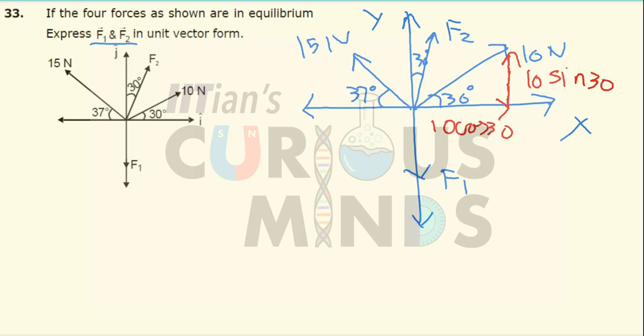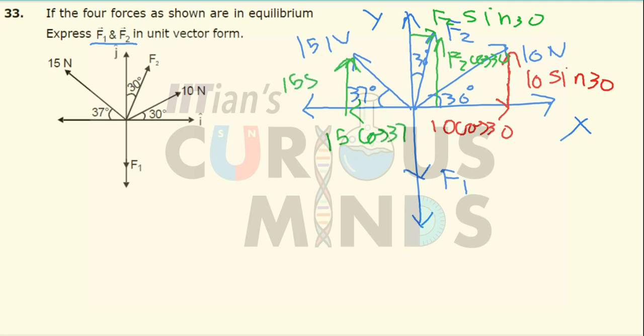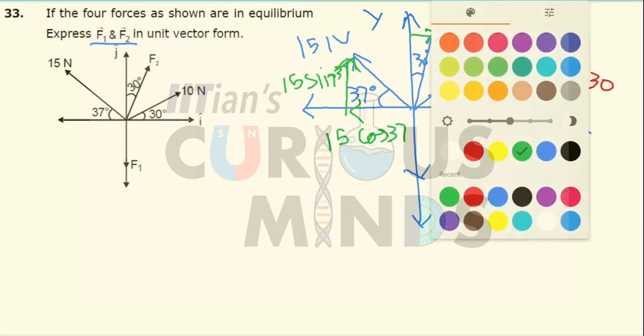Okay, I have resolved the forces in the x and y direction. Let me resolve the same forces over here. In the x-axis it will be equal to F2 sin 30, and in the y-axis over here it will be equal to F2 cos 30. Similarly, in the negative x-axis it will be equal to 15 cos 37, and in the positive y-axis it will be equal to 15 sin 37. Okay, and we will not resolve F1 since F1 is already in the y direction. I will not resolve F1.